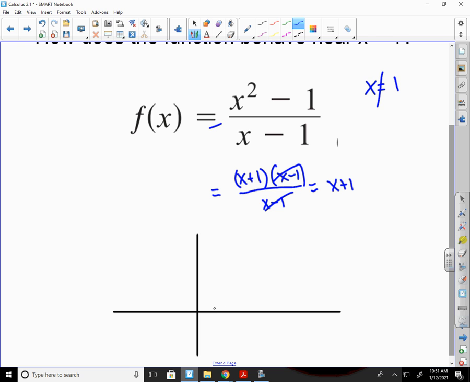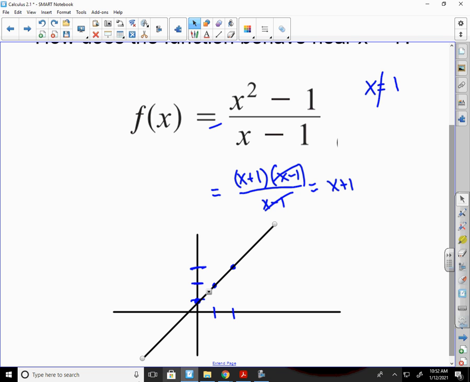If I look at the graph of that, x plus 1 means I start at 1 and go up 1 and over 1 from that point, and then up 1 and over 1 from that point. And so it creates this line. And so when I'm looking at x equals 1, it would be at 2.